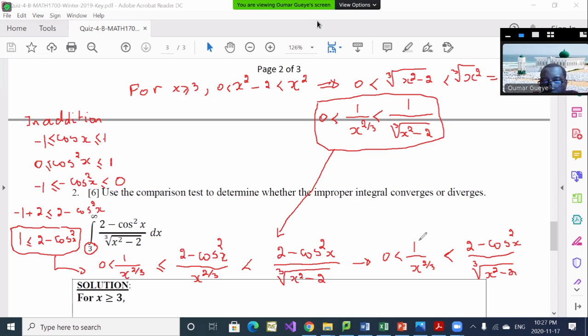Right? And by the p-test, the integral of this function is convergent or divergent? By the first p-test, is the integral of this function convergent or divergent? Divergent, because p is less than 1. So when this integral is divergent, it means this integral is divergent by the comparison test. And we conclude.